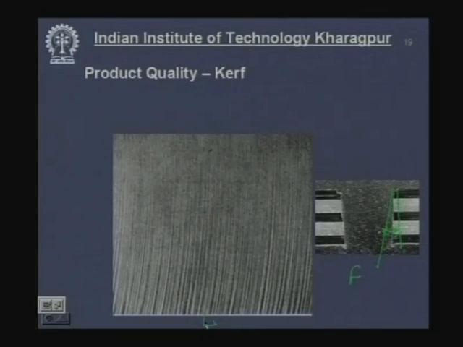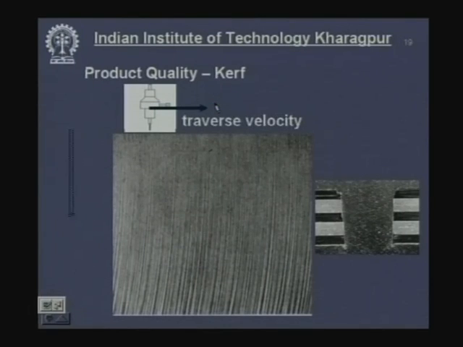Another very important thing is in my longitudinal section. This is my cutting head, and this is my traverse velocity which is being given to the cutting head. The water jet is coming out in this direction. Okay. So, this is the schematic and this is my longitudinal section.